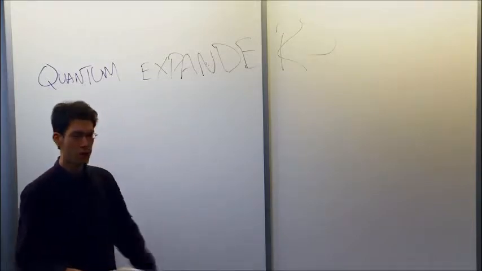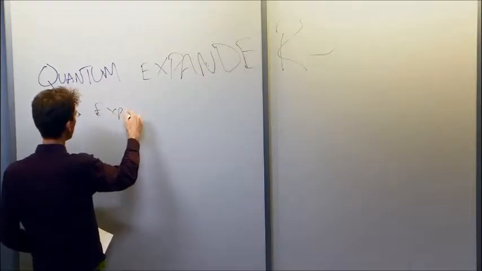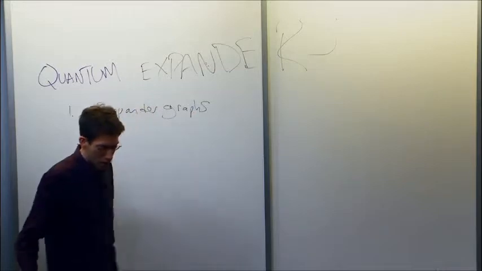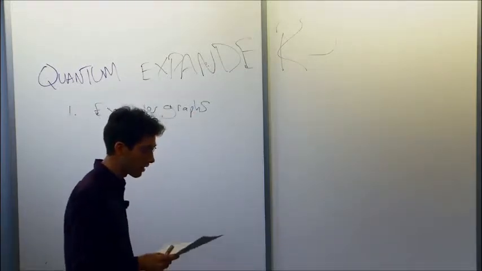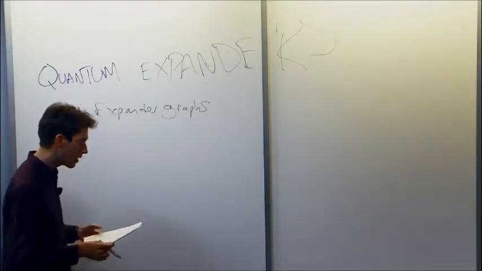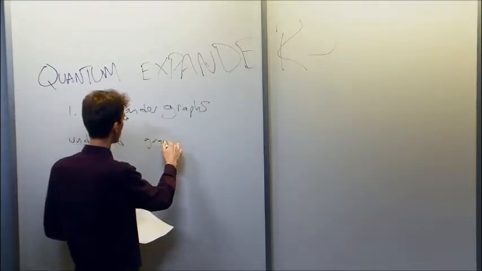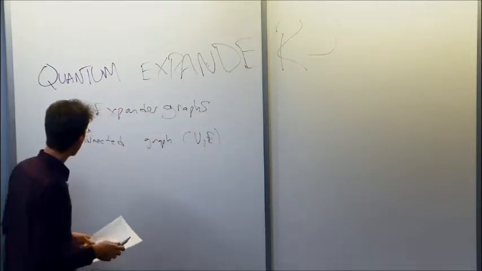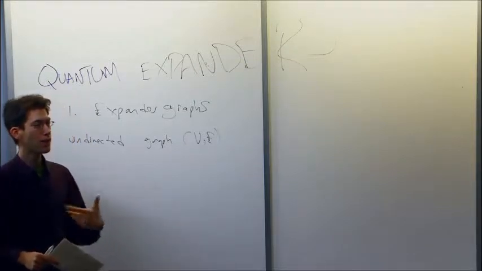So I'll begin by just briefly reviewing classical expander graphs, because the quantum expanders will be a generalization of those in a particular sense. So an expander graph, for our purposes, will be an undirected graph. And the graph is called an expander because all of the sets are expanding.